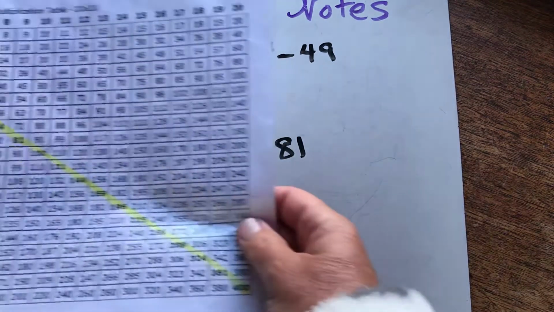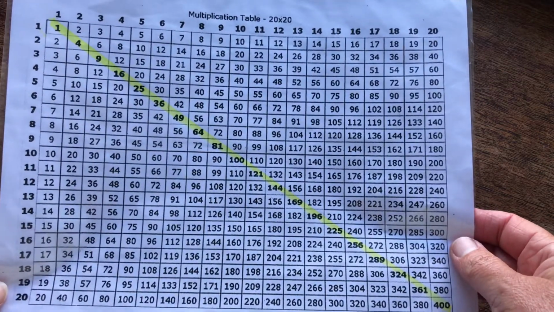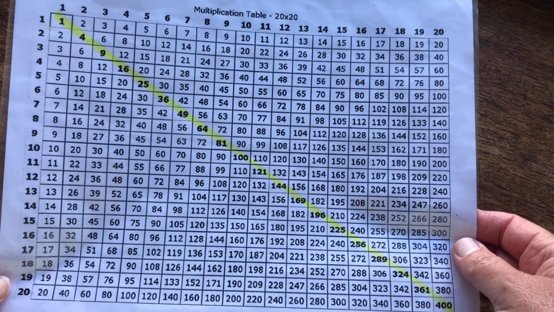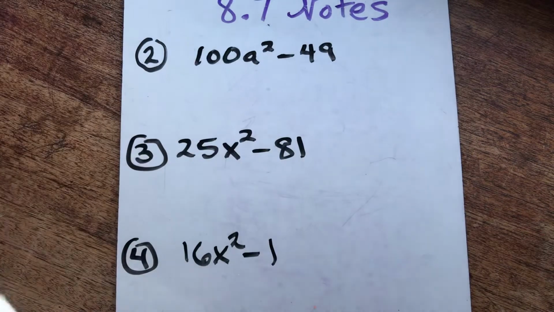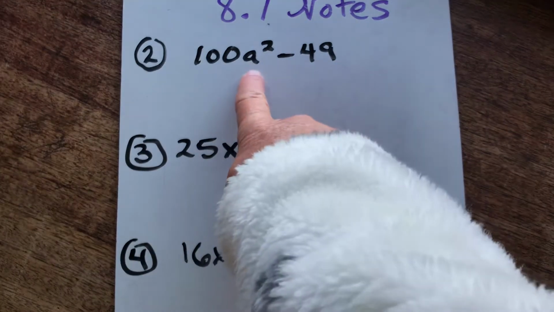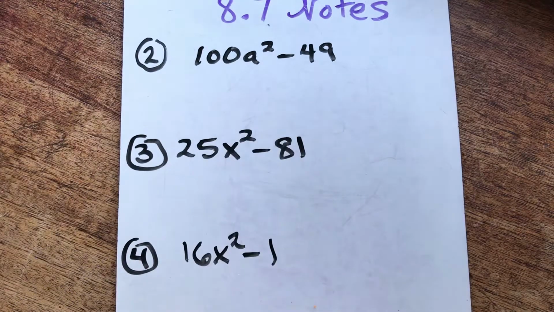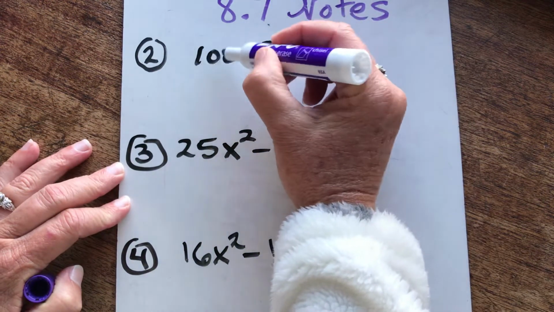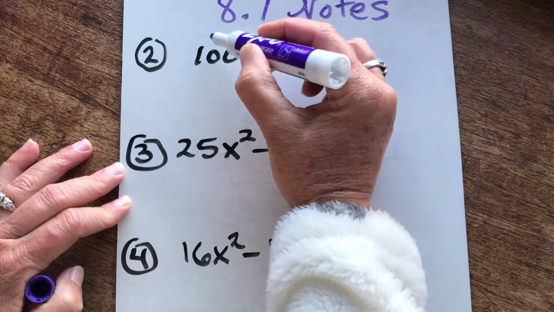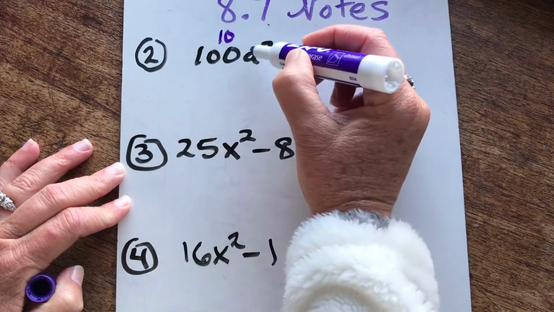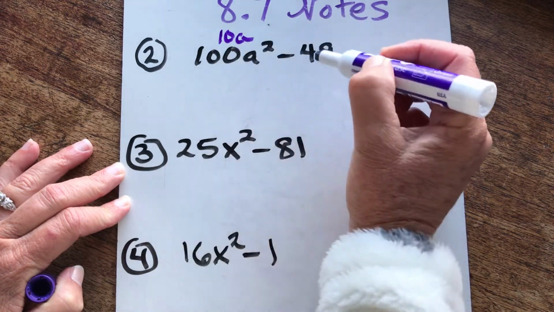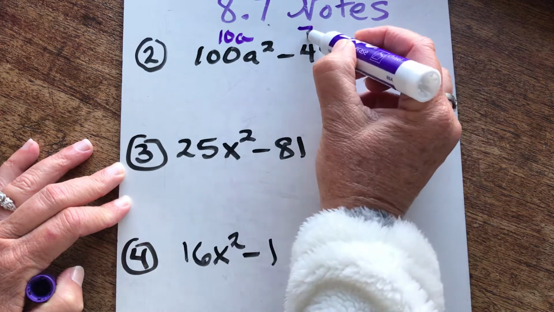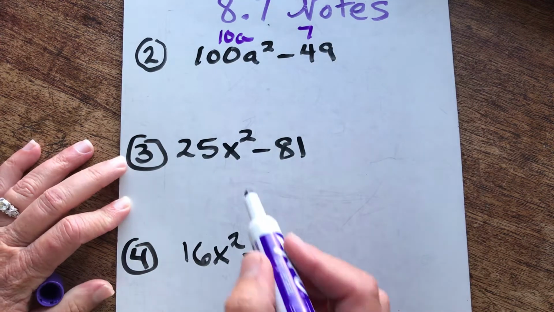If I look at my multiplication chart, both 100 and 49 are in the yellow, so that tells me they're squares. And a squared is in fact a square. So how do we show work? Well, the square root of 100 is 10. The square root of a squared is a. The square root of 49 is 7. That in purple is the work I'm wanting to see.